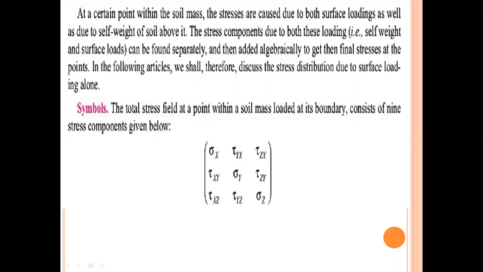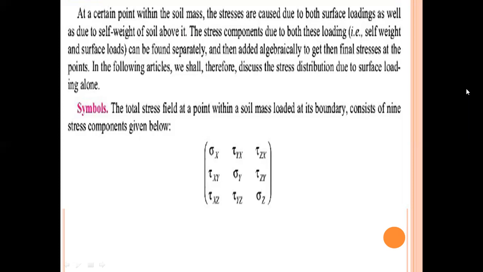At a certain point within the soil mass, the stresses are caused due to both surface loadings as well as due to the self weight of the soil above it. The stress components due to both these loadings, that is self weight and surface loads, can be found separately and then added algebraically to get the final stresses at the point. In the following articles, we shall discuss the stress distribution due to the surface loading alone.